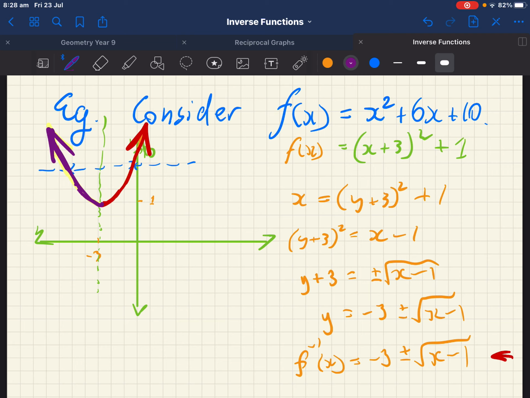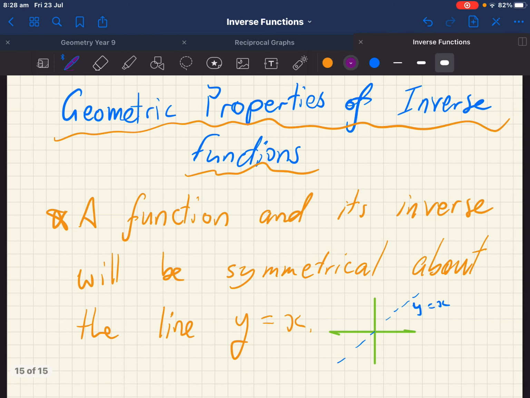Okay, if you broke the domain and just looked at x is less than or equal to -3, if you use that domain, then that left-hand side, the purple and yellow section, would actually have an inverse function, and it would be the negative version of that equation we found at the bottom.